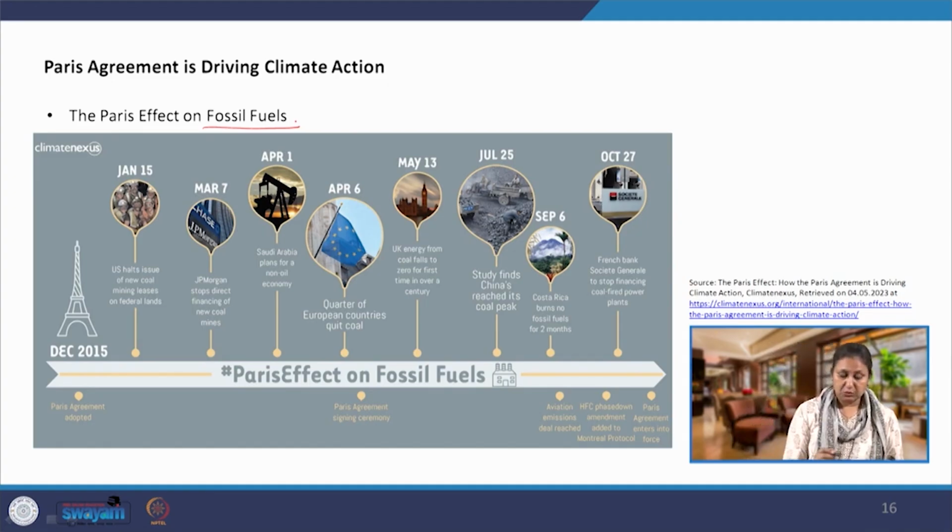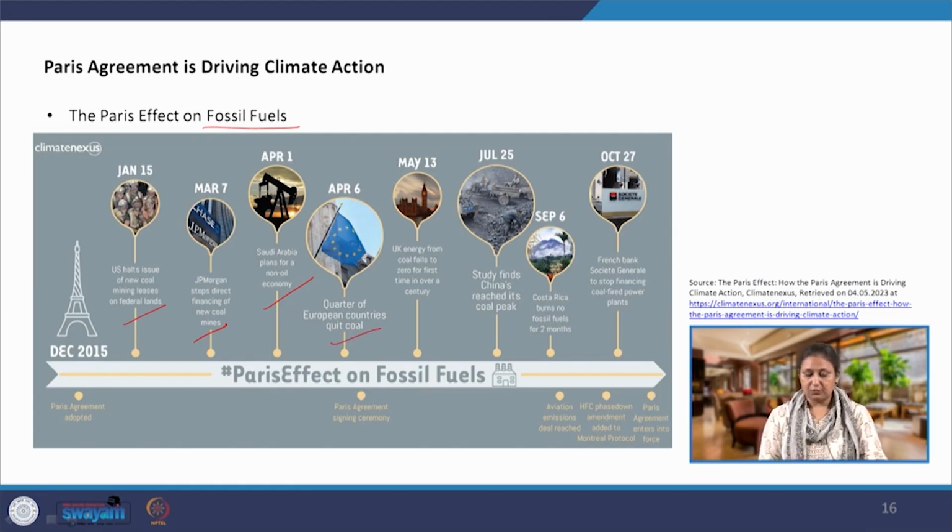For example, the US halted the issue of new coal mining leases on federal lands. It stopped assigning leases for mining coal. JP Morgan stops direct finances of new coal mines. Saudi Arabia, which is known for running its economy on oil, is planning for a non-oil economy. A quarter of European countries quit coal.